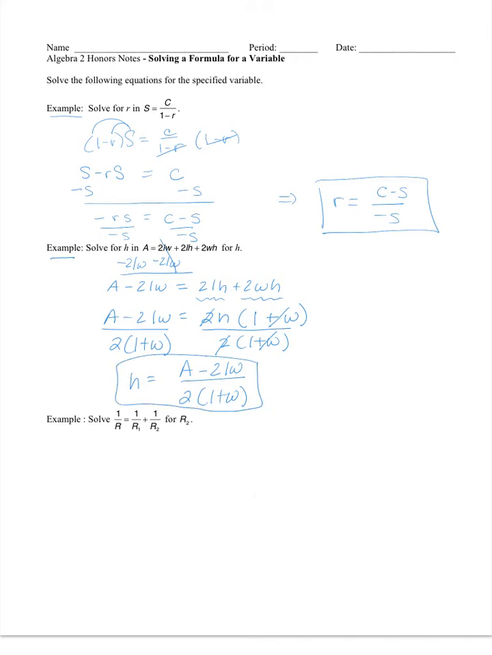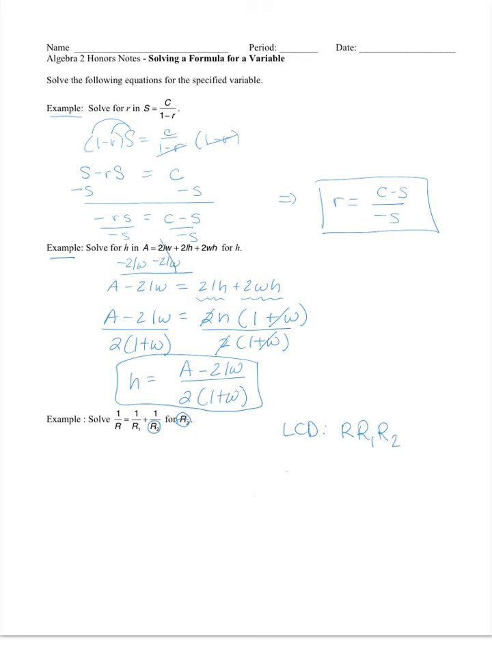Now this last one's a little bit more interesting. Don't get tripped up by all the r's. I'm trying to solve for r sub 2. r sub 2 is what I'm solving for. So maybe I want to look for the least common denominator. The least common denominator is going to be r times r sub 1 times r sub 2.